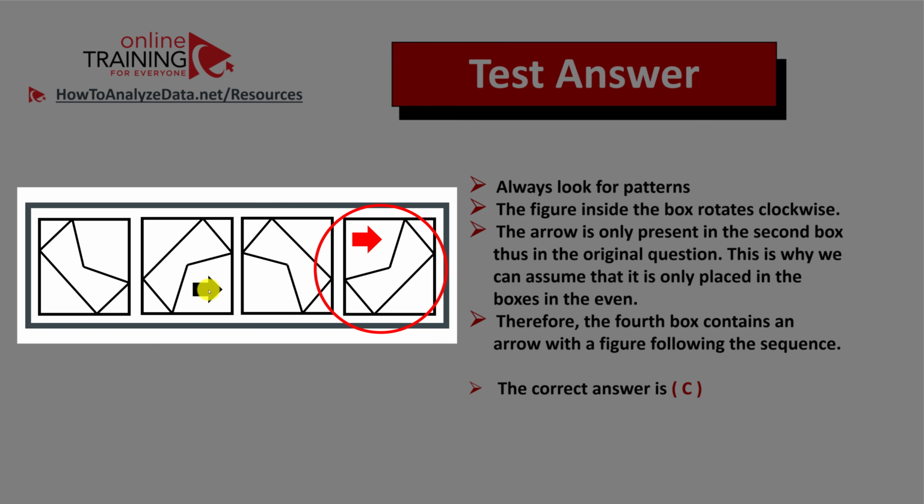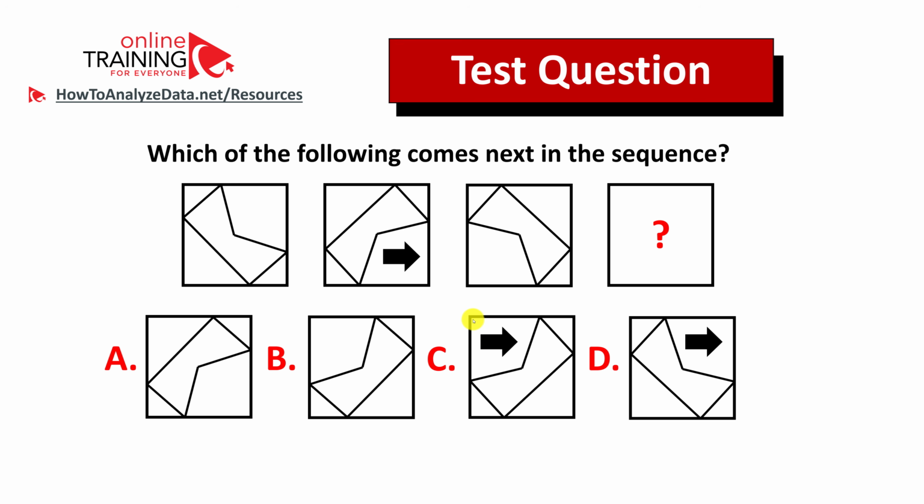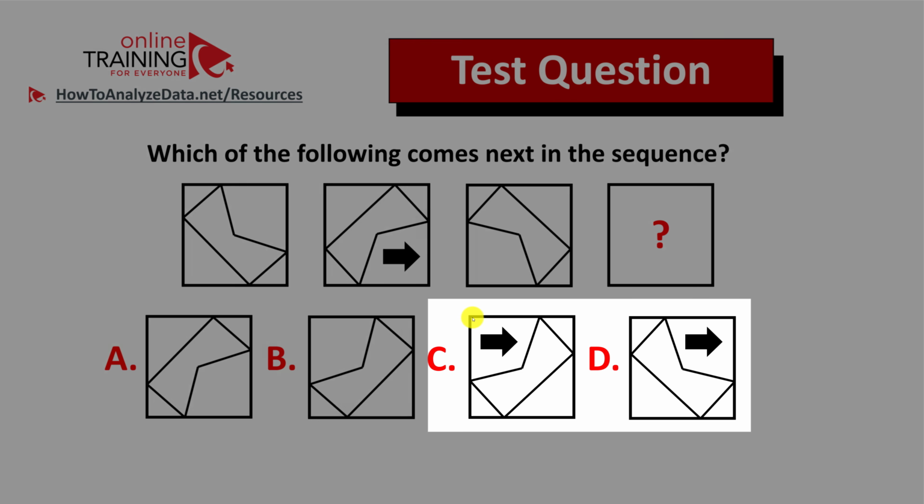There is also a pattern of arrows. You see that box number 2 has the arrow pointing to the right. And boxes 1 and 3 do not have this arrow. So the arrow is only present in the 2nd box. In the original question, the arrow is only present in the 2nd box. We can logically assume that it is only placed in the boxes that are even. Number 4 box is missing, so you can logically assume that the arrow should be present in box number 4. Among the choices presented, only choice C and D are valid because only they contain the arrow.